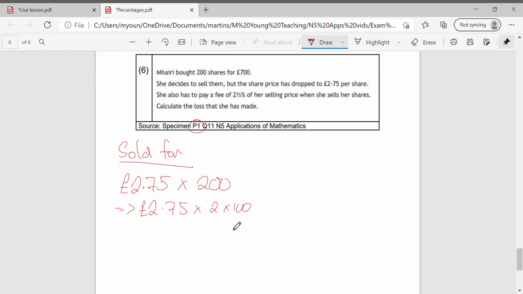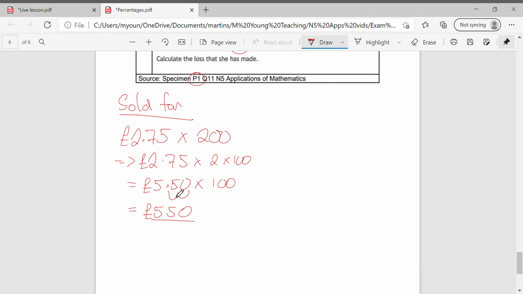Do this either way. £2.75 times 2 is going to be £5.50. If you're not comfortable with that, just make sure you set out a sum. So that would be £5.50 times 100. Move the decimal point 2 places. So that's going to be £550. Okay, but she had to pay a fee of 2.5% of the selling price. So, how am I going to find 2.5% of 550?